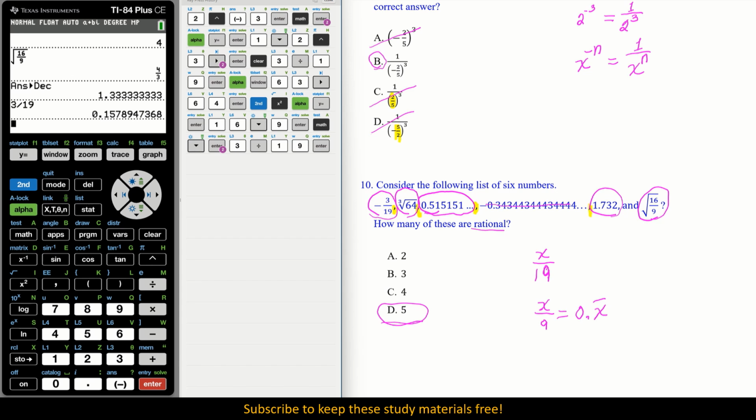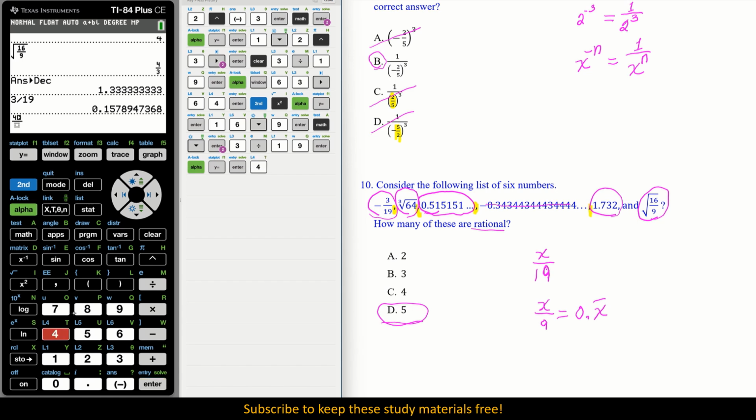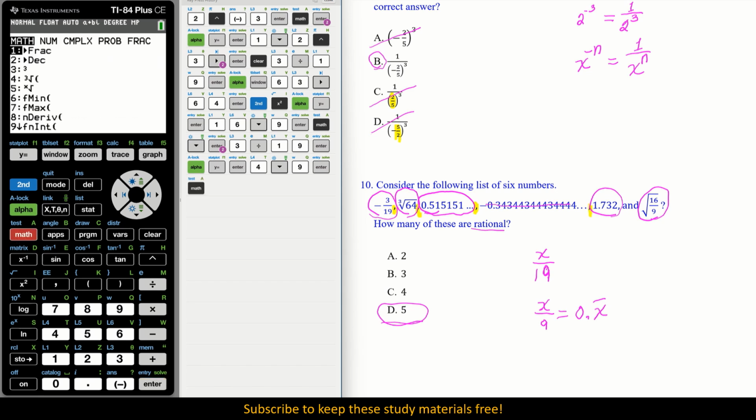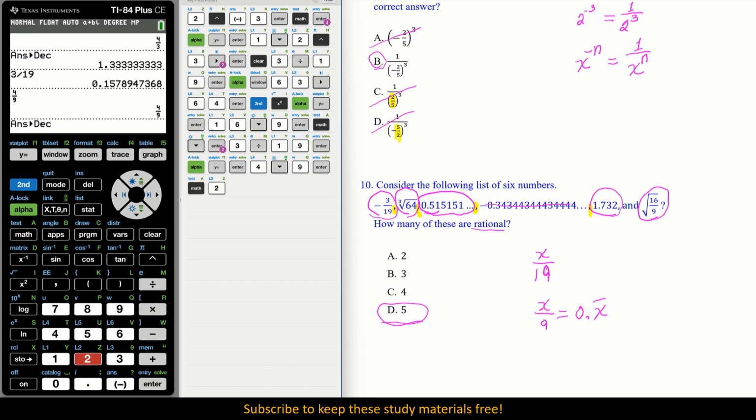Let's do something over 9, okay? So I'm going to say alpha y equals number 1. So let's say 4, arrow down, and 9, push enter. Okay, but we want the decimal, okay? So let's do this. Math, number 2, and enter. It's 4 repeating. So like I said, any number over 9 is going to be that number repeating.